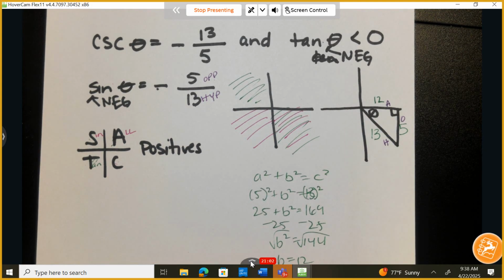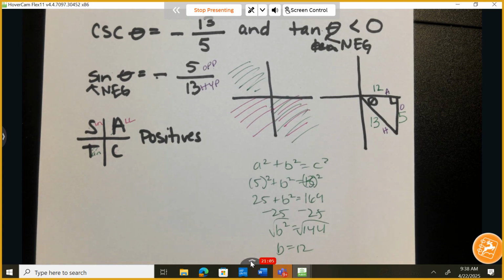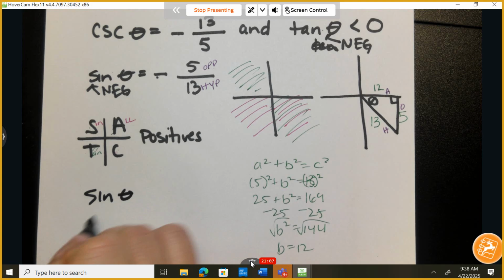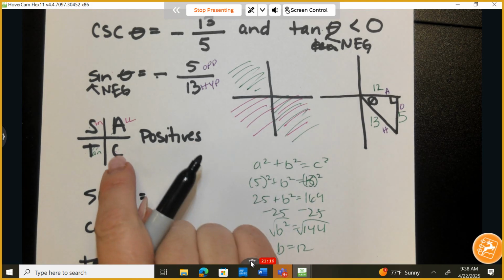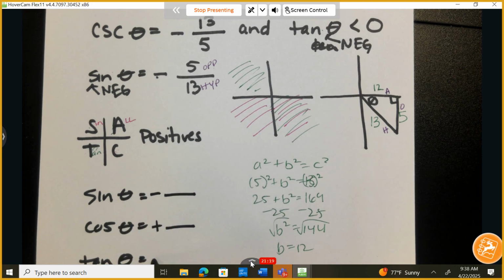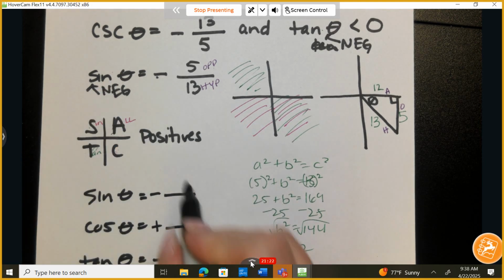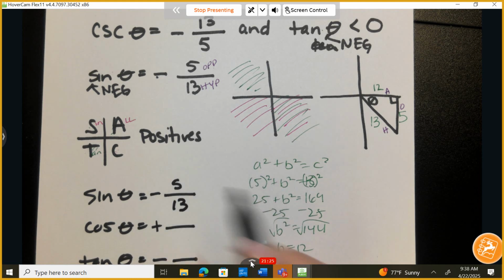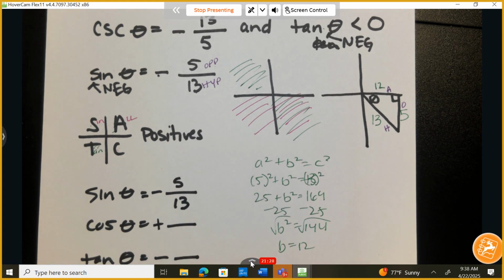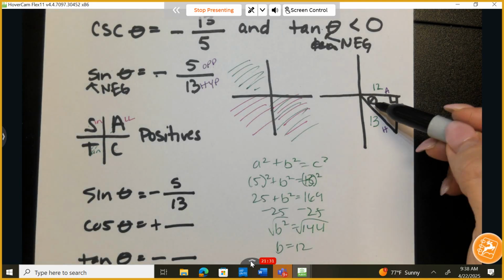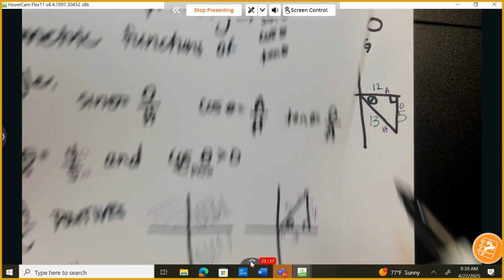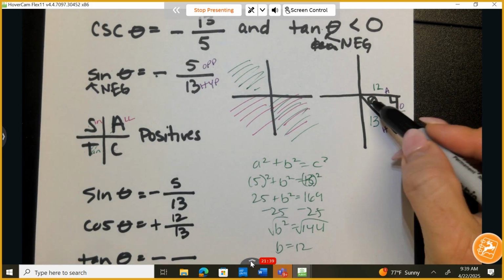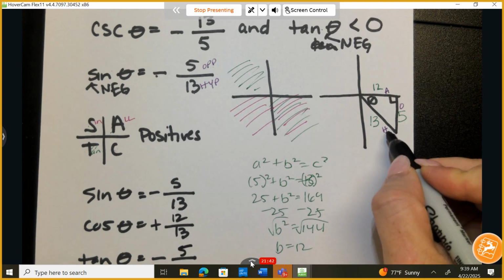I'm going to slow it down for those that are catching up. This is quadrant 4. In quadrant 4, only the cosines are positive. Everything else is going to be negative. I can see I already have one of the three, which is negative 5 over 13. Okay, what is the cosine? Well, cosine means adjacent over hypotenuse. So from this angle, adjacent is 12, hypotenuse is 13. Tangent means opposite over adjacent. So opposite is 5, and adjacent is 12.